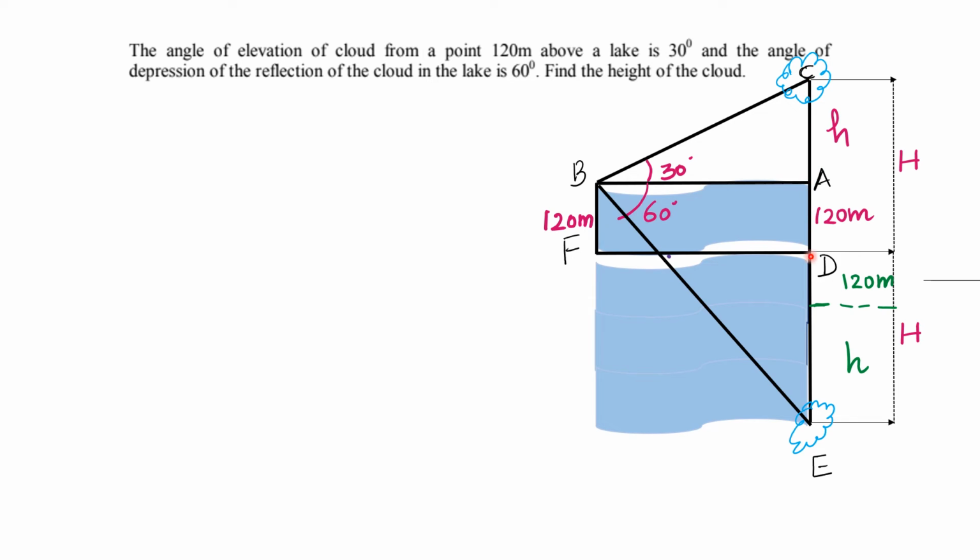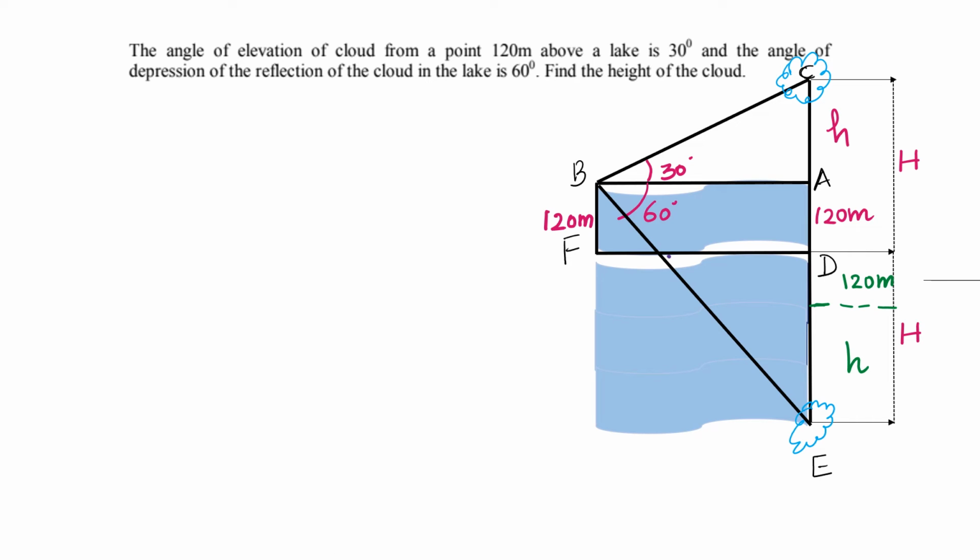This 120 meters is the height from where they are watching. And if the cloud's reflection is there, this 120 meters will also be there again, and this CA will also be there again here. So I have taken 120 plus h as capital H. The reflection of the cloud is also capital H. I think you have understood the problem. So this 120 meters will also be here, then from here you take small h, so 120 plus h is capital H.